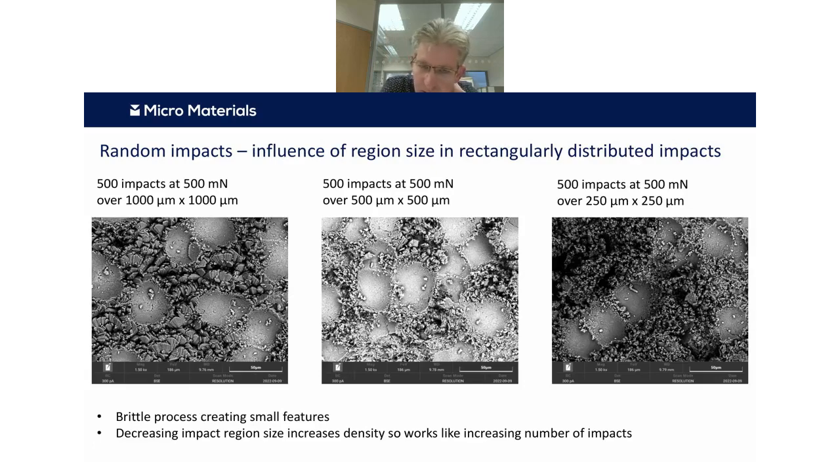What's interesting, though, is if we increase the severity of the test by either doing more impacts, or in this case doing the same number of impacts but over a smaller region. So in this case, I'm contrasting 500 impacts either over 1 millimeter by 1 millimeter or 0.5 millimetre by 0.5 millimetre, or 1/4 millimetre by 1/4 millimetre. And there we see really quite a dramatic evolution of the impact process, where this sort of columnar structure is completely broken up by these impacts.